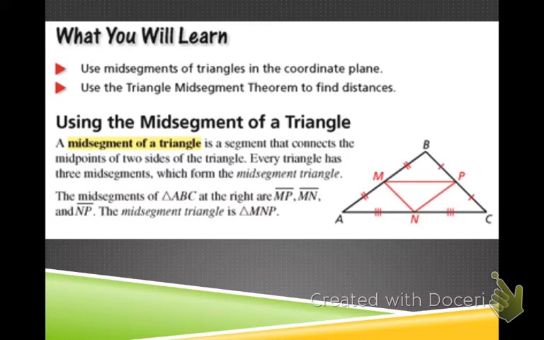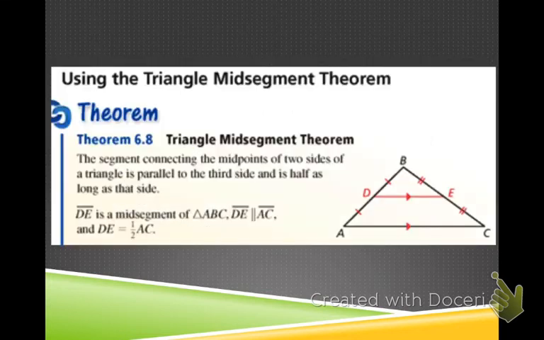So in our diagram here, we have mid-segment MP, which connects the midpoints M and P, mid-segment MN, and mid-segment NP. So they form the mid-segment triangle of MNP.